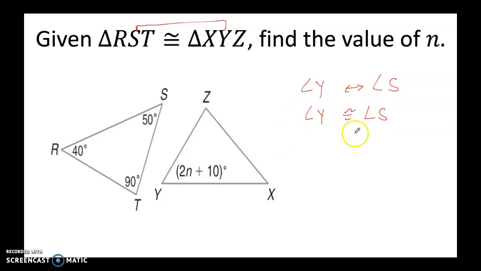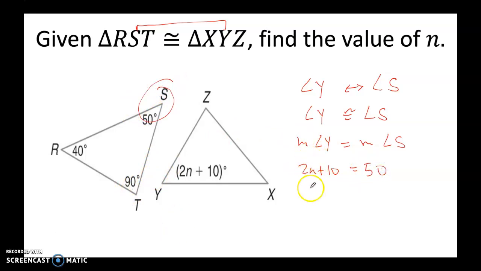And since they are congruent, we can say that the measure of angle y is equal to the measure of angle S, because of the definition of congruent angles. The definition of congruent angles states that if two angles are congruent, then they are equal. And the other way around, if two angles are equal, then they are congruent. Now let's substitute for the value of y. The measure of angle y is 2n plus 10 equals the measure of angle S, which is 50.